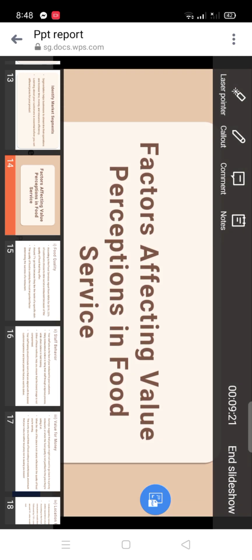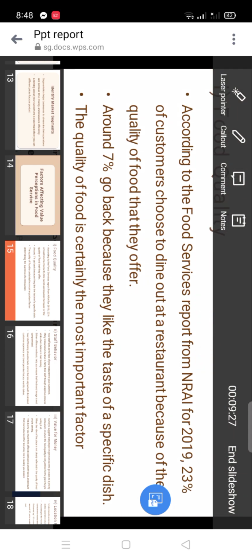So let's proceed to the factors affecting value perceptions in food service. We have food quality. According to the food service report from NRAI for 2019, 22% of customers choose to dine out at a restaurant because of the quality of food that they offer. Around 7% go back because they like the taste of a specific dish. The quality of food is certainly the most important factor determining the success of a restaurant.